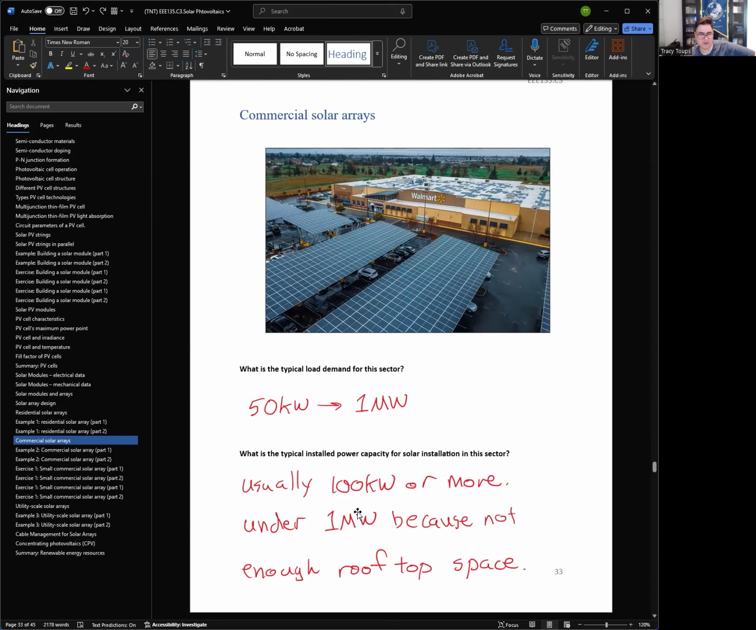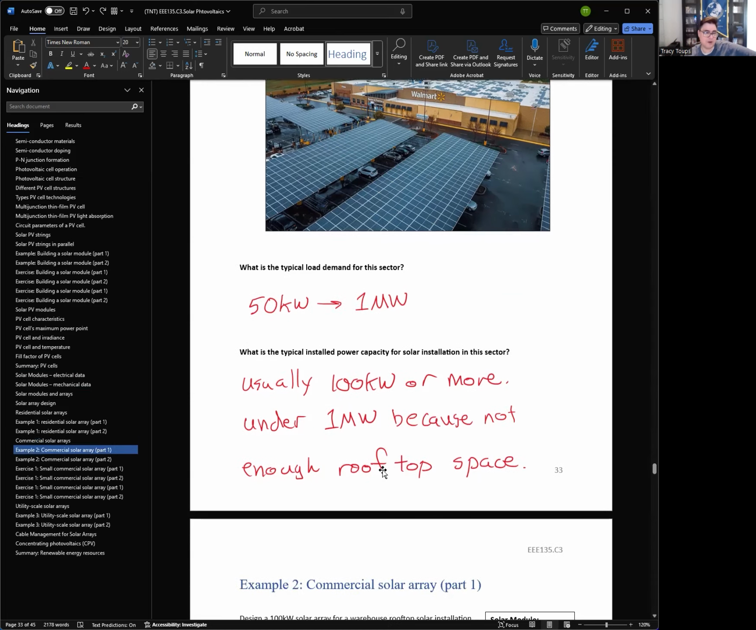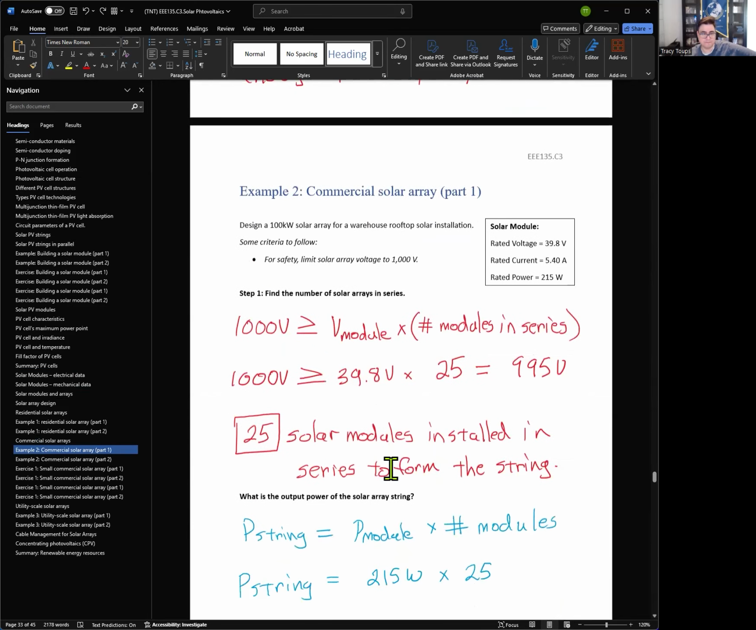Typically, you're going to have under 1 megawatt because at that point, you don't have enough physical space to install it. Right? I mean, 1 megawatt takes probably acres and acres. It's probably like, what, thousands of solar panels, right? You just physically don't have the room on your rooftop to do it unless you've got a really, really, really big building. So it's very rare to see anything over 1 megawatt in the commercial sector.